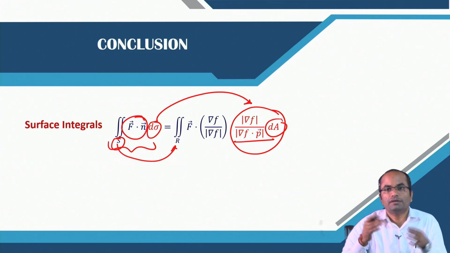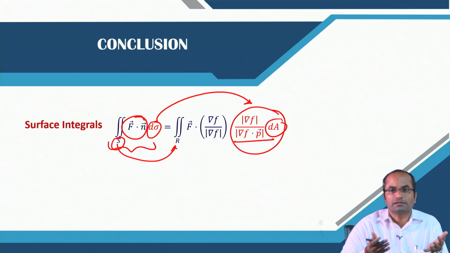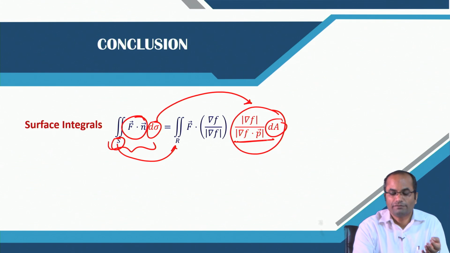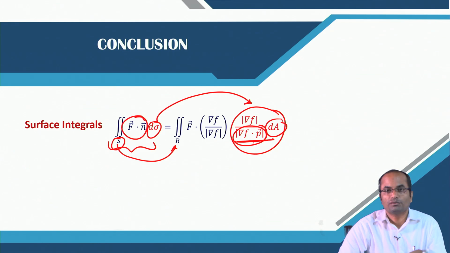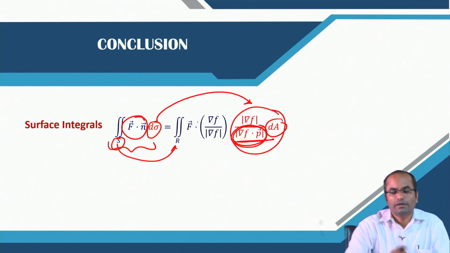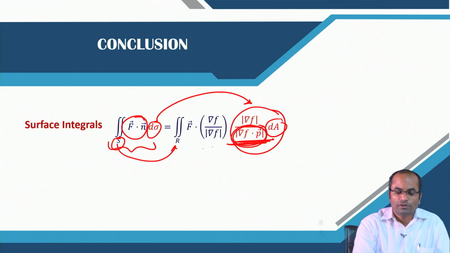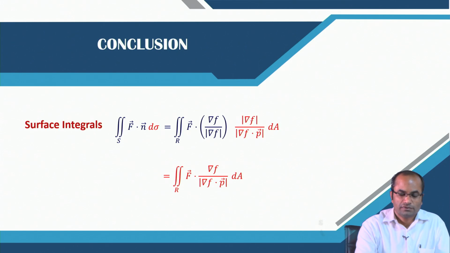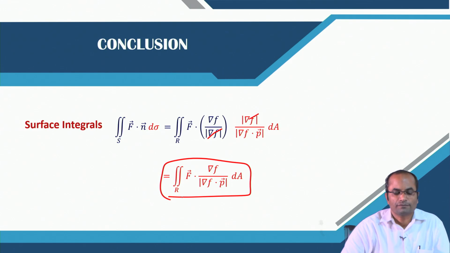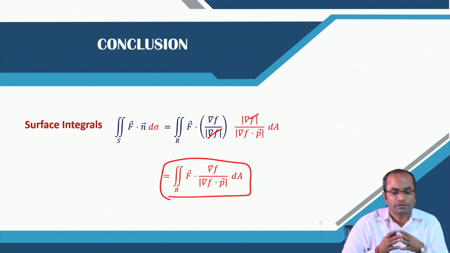So, we have to project the given surface onto one of the coordinate planes, so that this grad f dot p should not be 0. The gradient of f is the normal to the surface. So, the normal to the surface should not be perpendicular to the normal to the projected plane, otherwise this will become 0 and we cannot use this formula. So, we have to see which one is convenient. This surface integral is converted to the simple double integral, which we studied already, and then this simplification leads to another simple formula which can be used for the surface integrals.